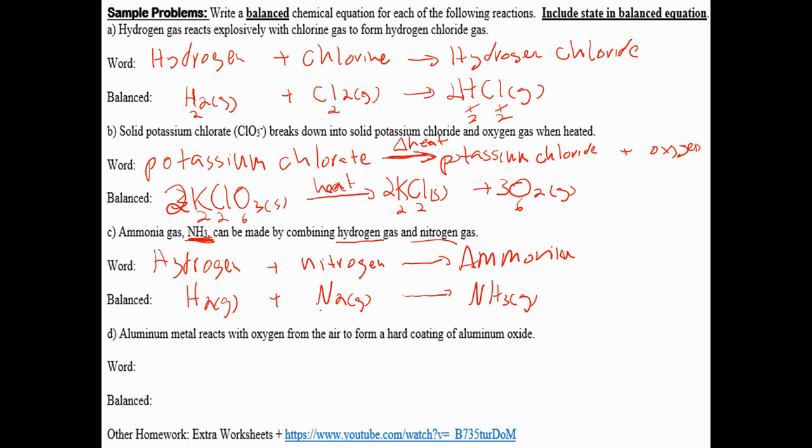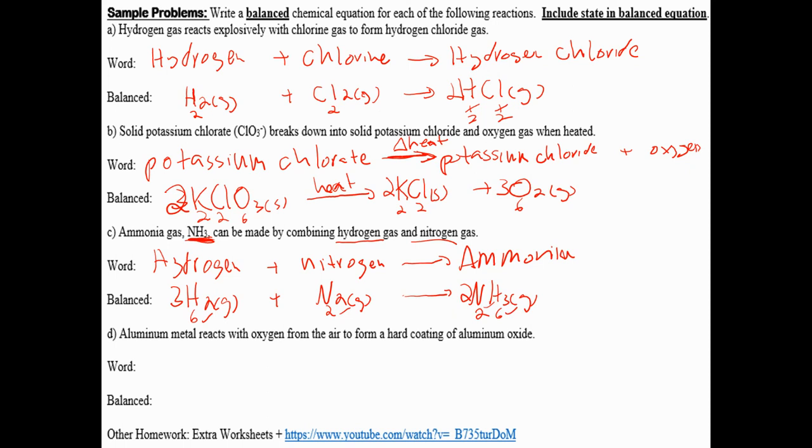It doesn't really matter which way I go. I could start with the H's. I could start with the nitrogens. So if I start with the nitrogens here, I have 2. I need 2 here, so I'll put a 2 there, and I'll get 2 and 6. So the nitrogens are balanced, but my hydrogens aren't, so I'll put a 3 over here, and now that's 6. And so now the hydrogens and nitrogens are balanced.